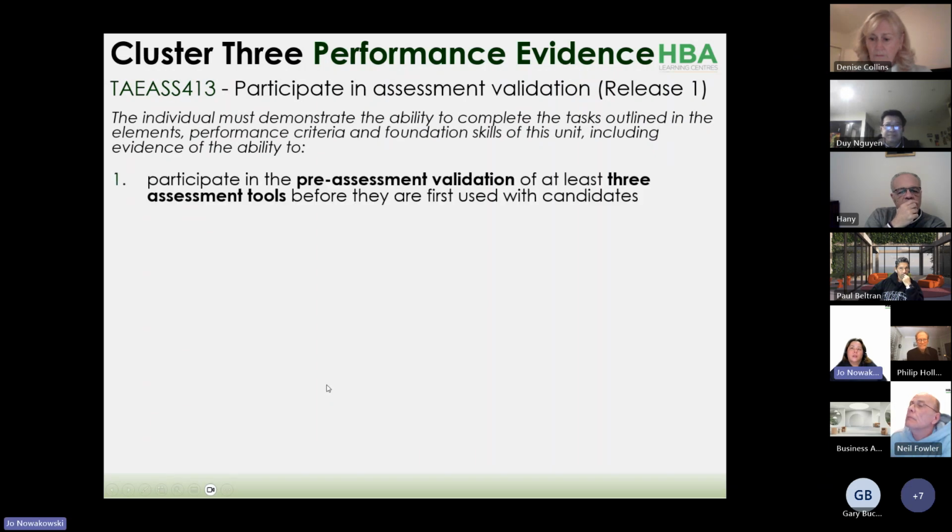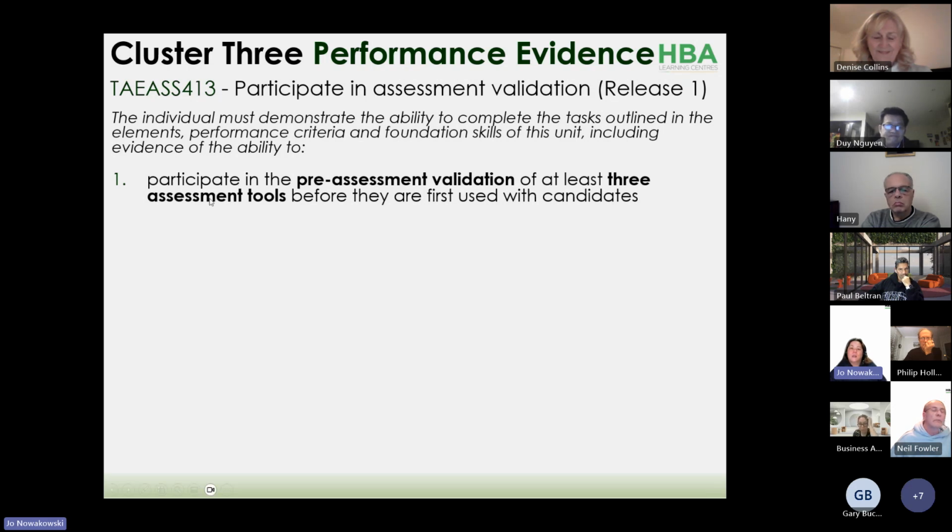The first unit we're going to go through is TAE ASS413, participate in assessment validation. Has anyone heard of validation before? Yep, some. Okay, so you're going to be a star of validation by the end of cluster 3 because there's quite a few validations, pre-validation and post-validation. So it's going to be exciting.